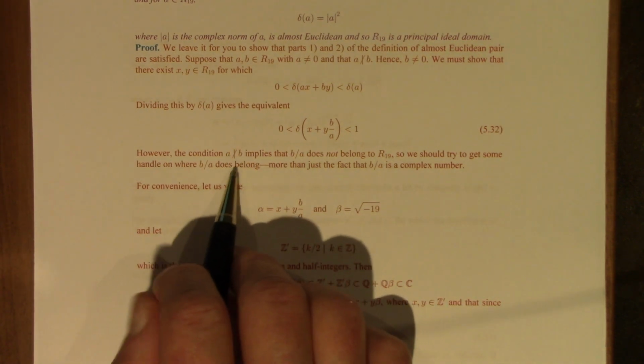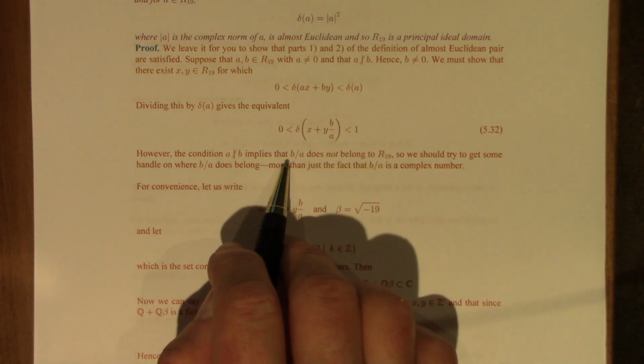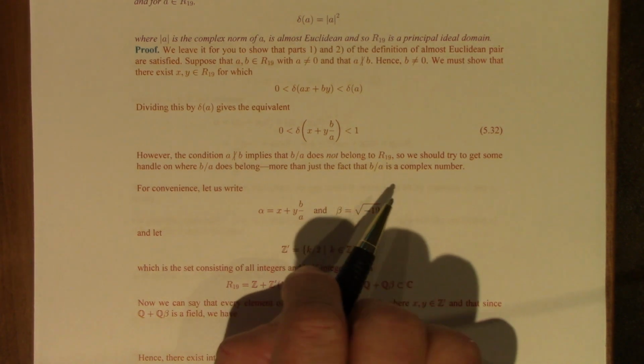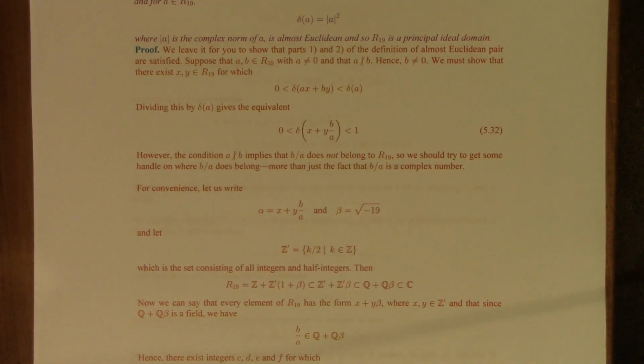Because A does not divide B, the element B over A does not belong to R19. And so the first thing we should try to do is get a handle on where b over a does belong. It's certainly a complex number, but that's not very specific, and we can do much better than that.